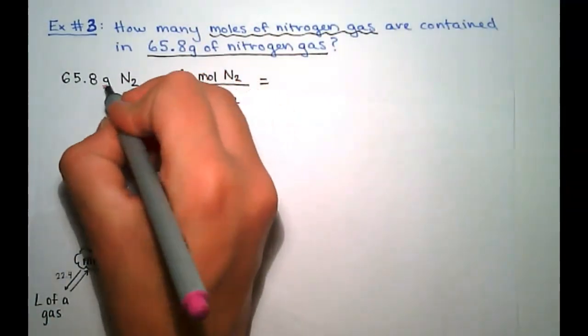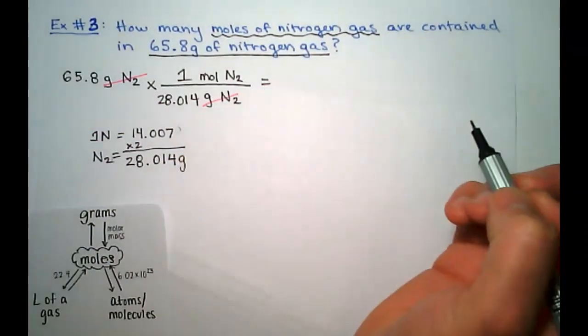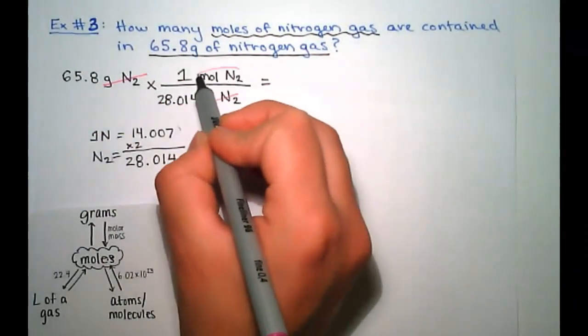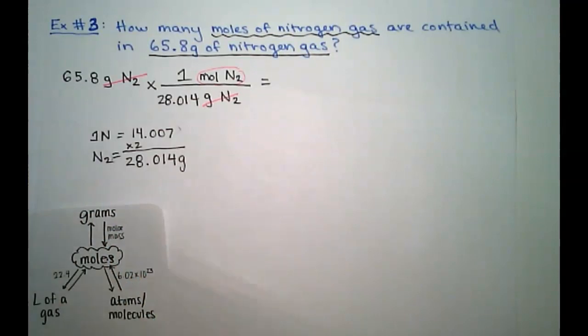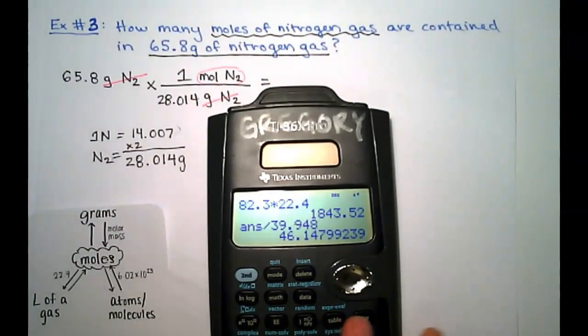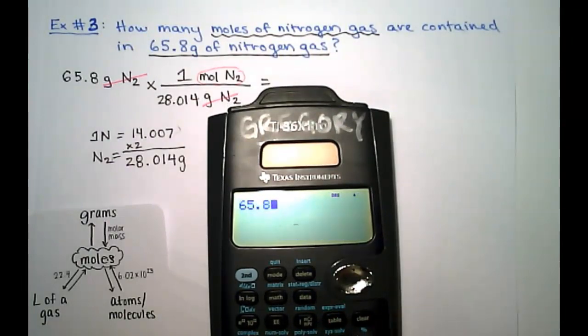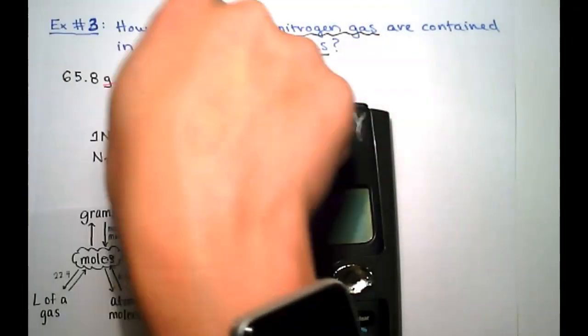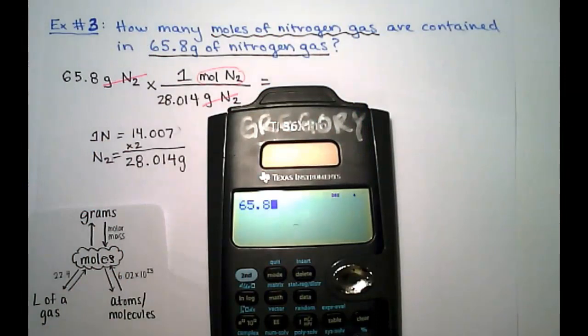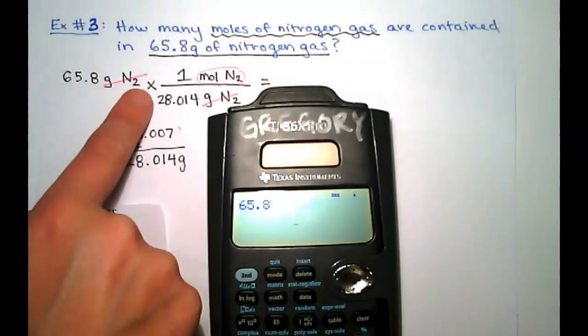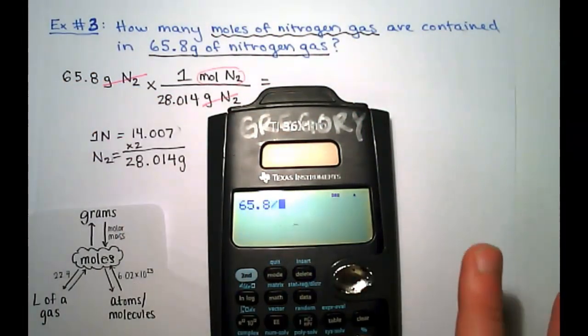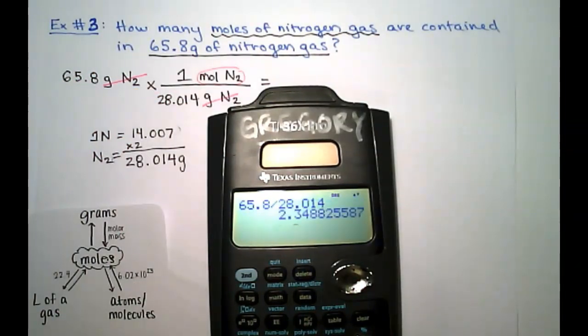Now we just make sure our units cancel. So grams of N2 cancels with the grams of N2 down here. We're going to be left with moles of N2. So we just need to plug into our calculator. So we have 65.8, and then we don't need to do times 1 because that's just going to be 65.8. So all we need to do is 65.8 divided by the part on the bottom, divided by 28.014.